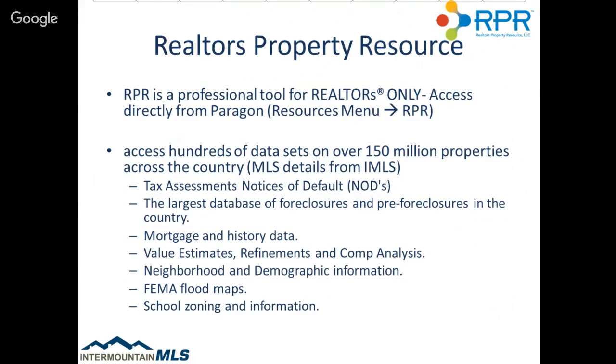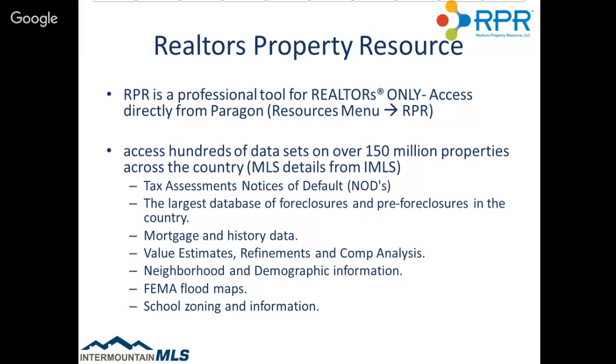RPR stands for Realtors Property Resource. It's a tool for agents that NAR provides. You've got data sets, like it says, over 150 million properties across the country. Most of that is public records data. Now, if you're a member of more than one MLS, any MLS you're a part of, you're going to see the information in RPR. If it's only Intermountain MLS, that's what you're going to see. But you can see tax assessment information, distressed property information, mortgage history.